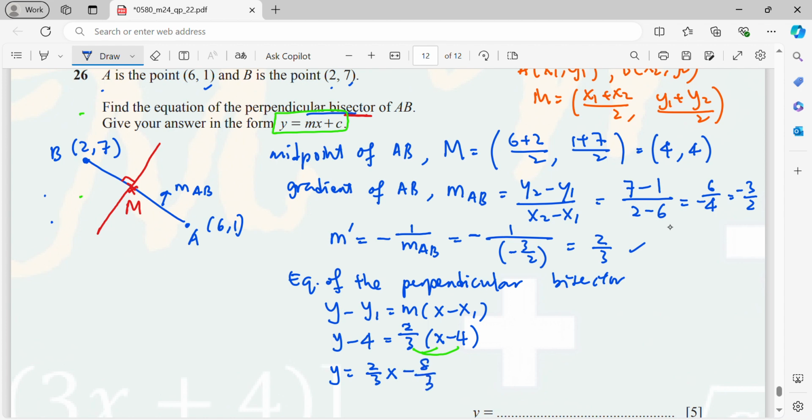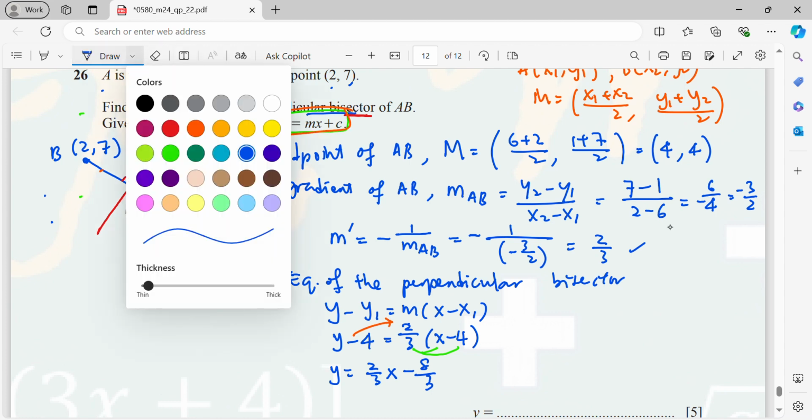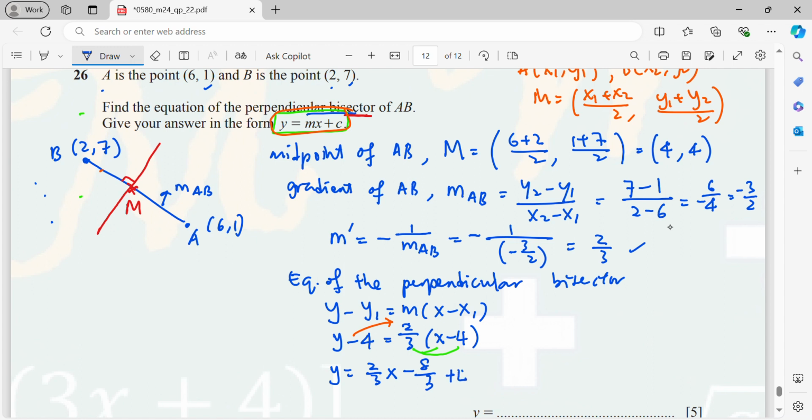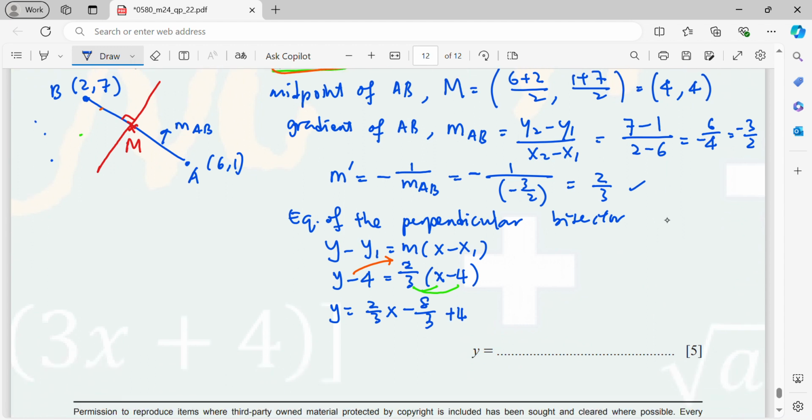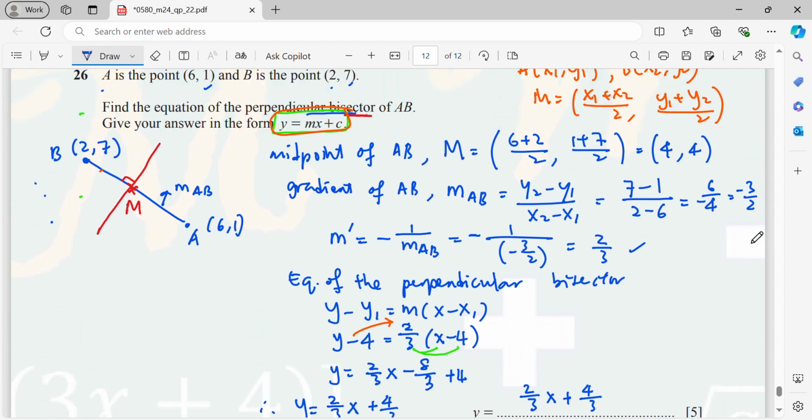At the same time, this minus 4 on the left side will be moved to the right side because we need to get y equals mx plus c. Therefore here you plus 4. After you move the minus 4 to the right side, it will be plus 4. So that means, finally, my answer is y equals 2 over 3x, now minus 8 over 3 plus 4. That is going to be plus 4 over 3. So this is 2 over 3x plus 4 over 3. That is the equation of the perpendicular bisector.